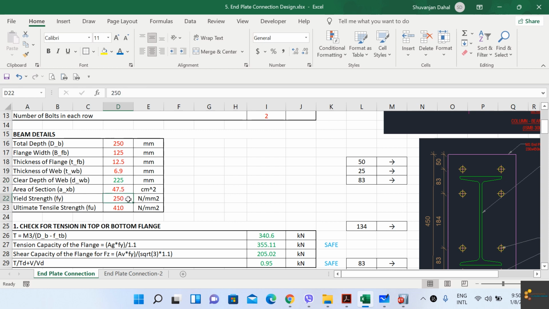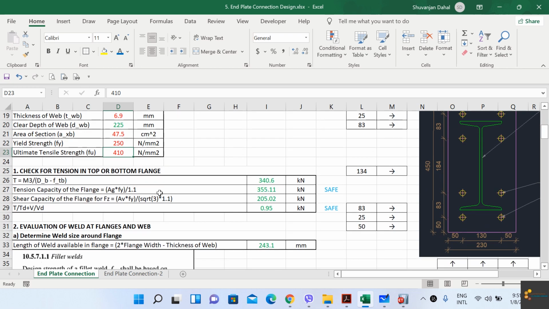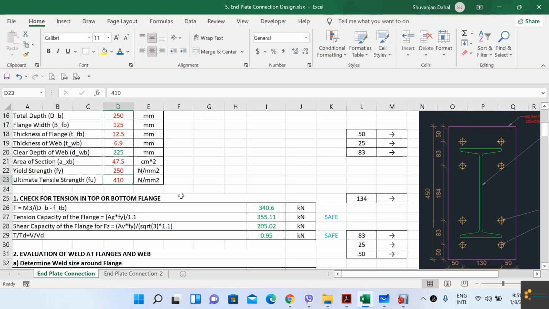And the yield strength is 250 newton per mm square, and the ultimate tensile strength is 410 newton per millimeter square, since we are using Fe 250 grade steel. So these values you can get from any standard IS code or any standard textbook. So these are our beam details. Now I will go through the steps that I have prepared in this Excel sheet one by one.